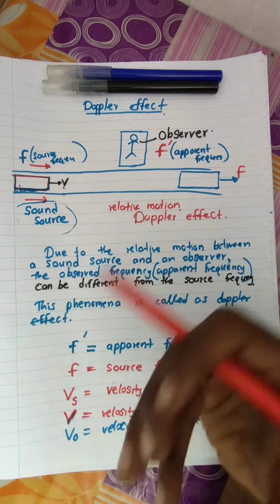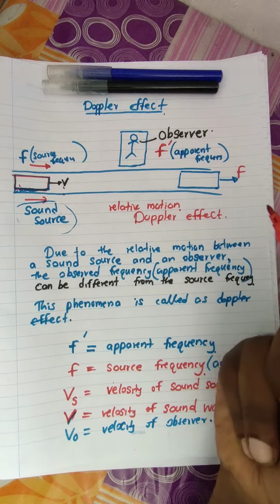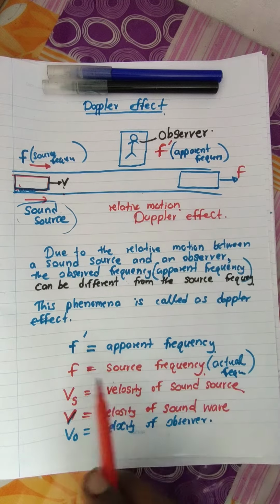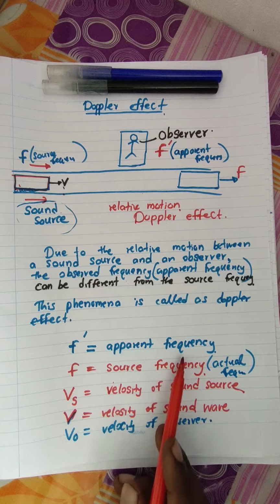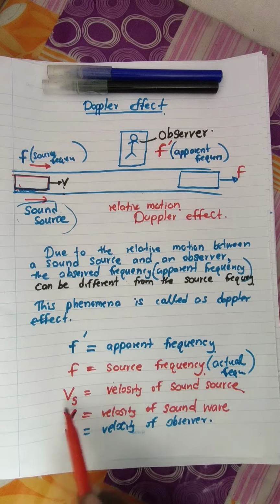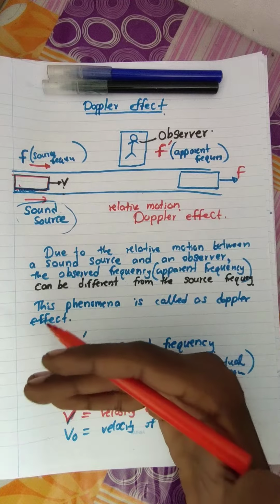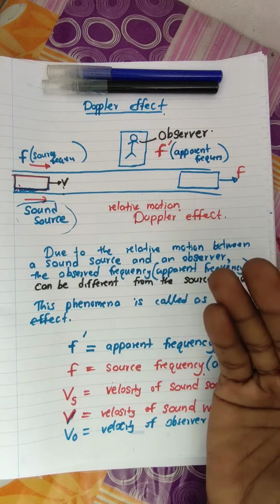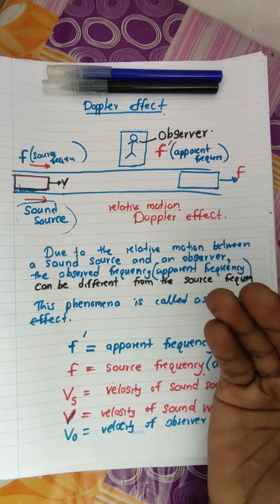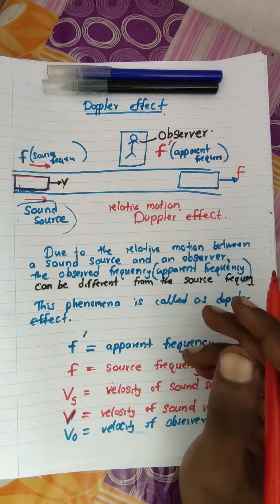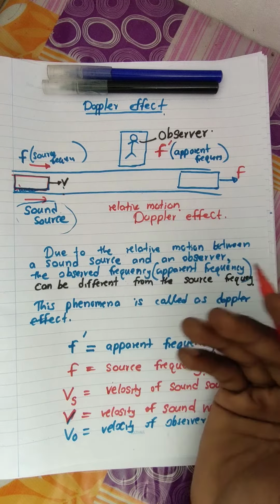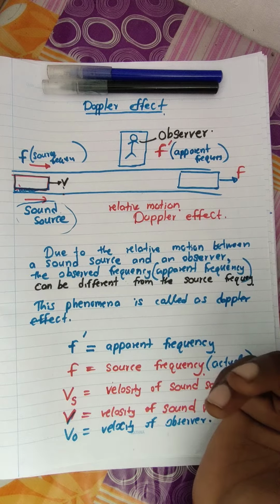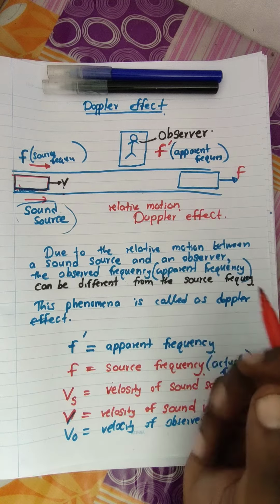Here, when we are developing these equations, we have to have a good knowledge of what the apparent frequency is, what the source frequency is, what the velocity of this sound source is, what the velocity of the sound waves is, and what the velocity of this observer is. So we will go on to develop the equations in this part.